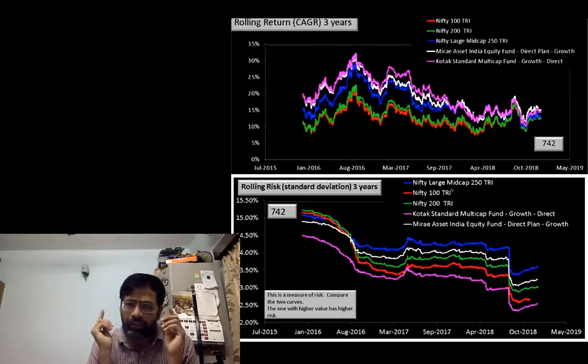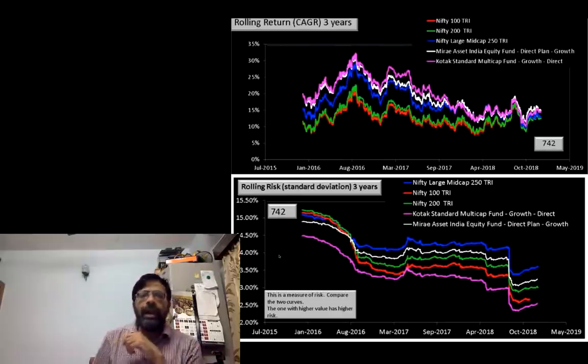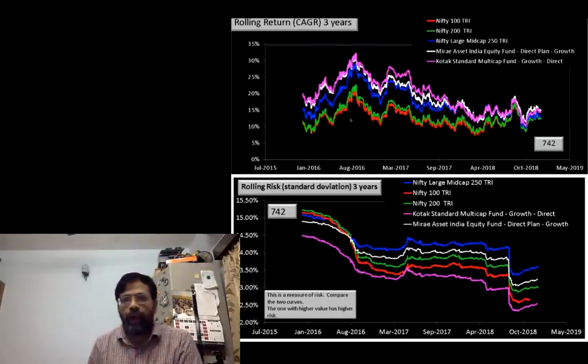So I have plotted the 3-year rolling returns on the top and the rolling standard deviation for 3 years at the bottom. Now our fund, that is the Mirae fund, is the white line. The Kotak fund is the pink line. Just concentrate on the pink line and the white line. You can see that the pink line is kind of above the white line in these periods, but then the pink line has fallen below and they are more or less comparable now.